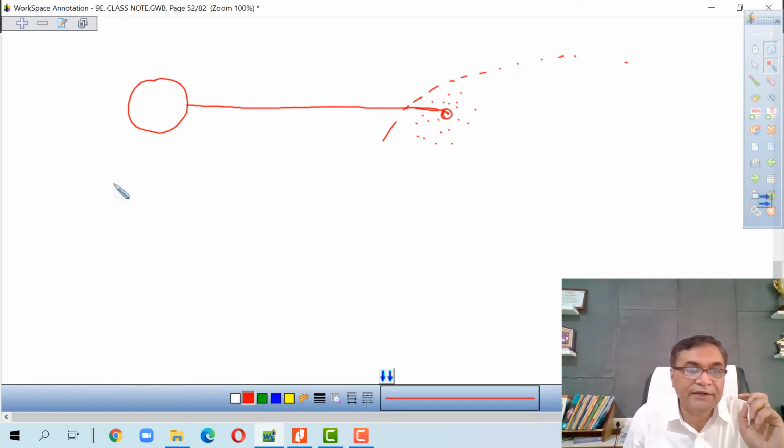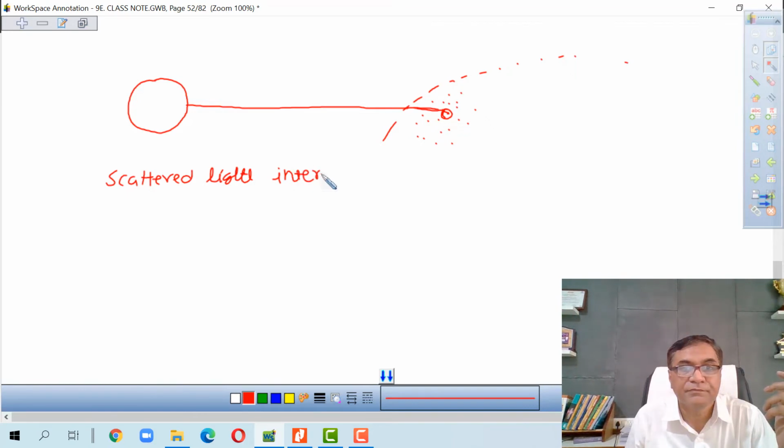This scattered light intensity is proportional to 1 upon lambda raised to 4.